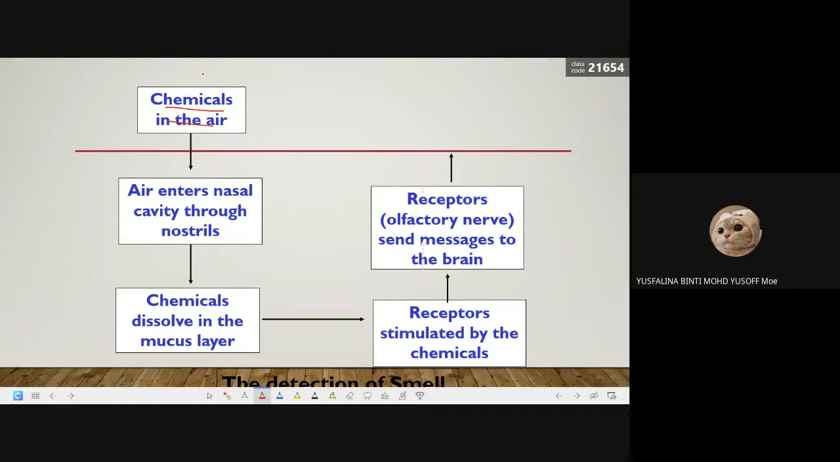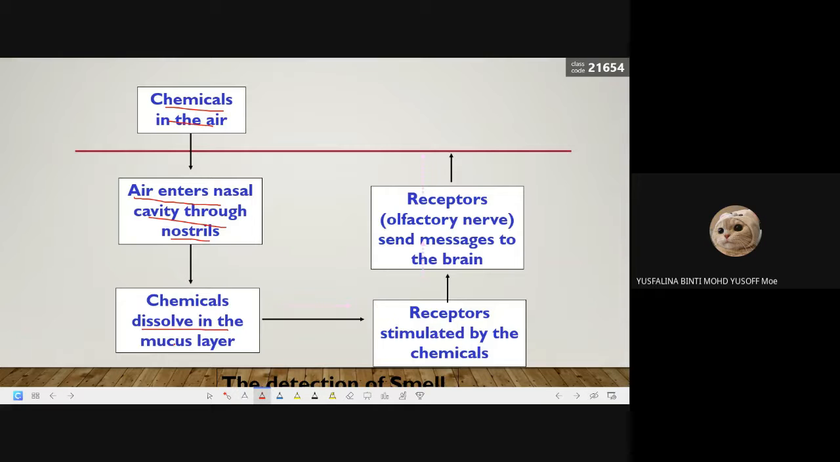Then after that, the air will enter the nasal cavity through the nostril. So the nostril is actually the opening of your nose. When you enter the nostril, you can see there is a passage, right? So the passage is called the nasal cavity. On the top of the nasal cavity, we have the sensory smell cells. So the air enters the nasal cavity through the nostrils and the chemical will dissolve in the mucus layer.